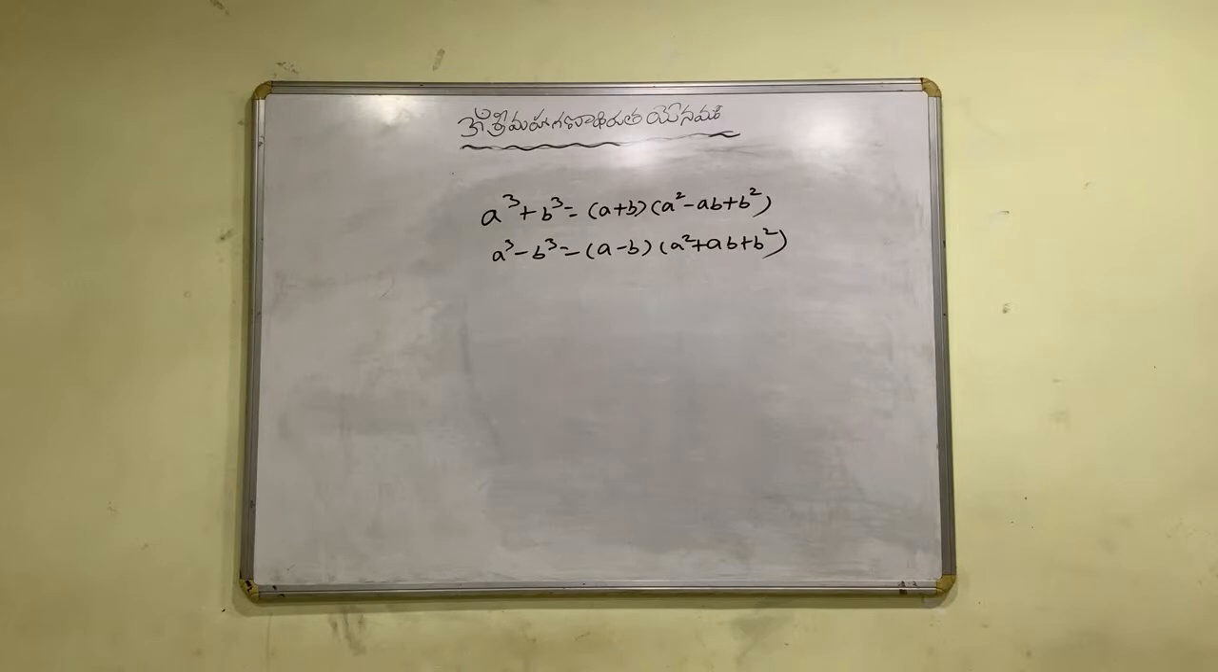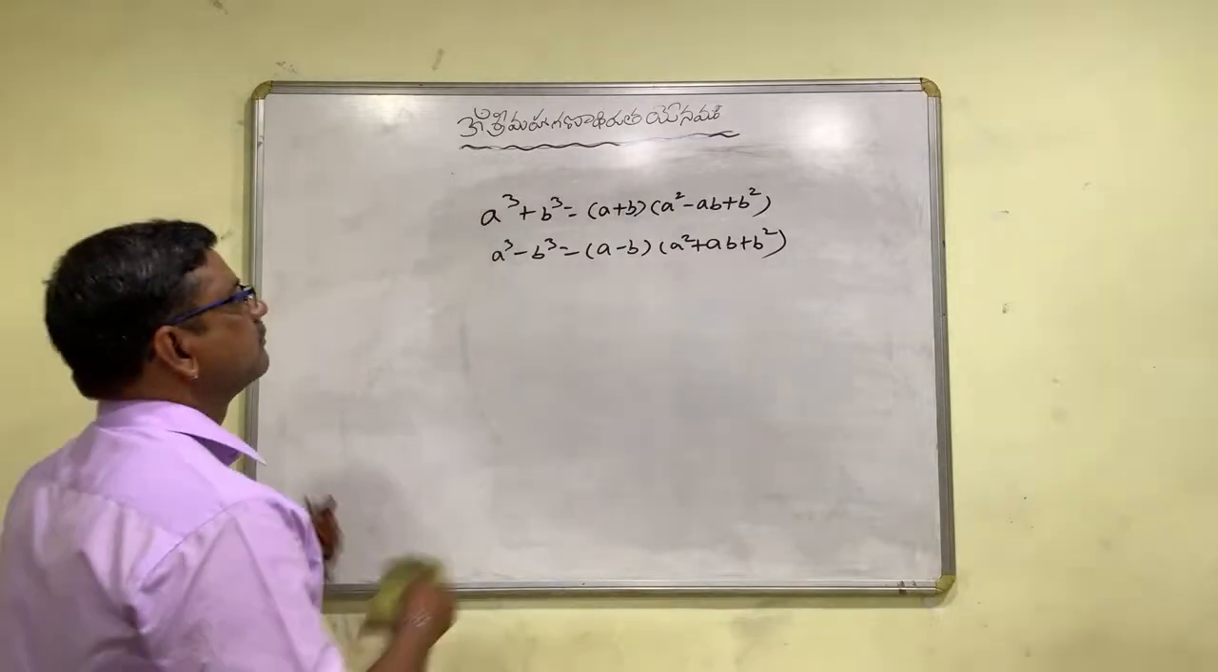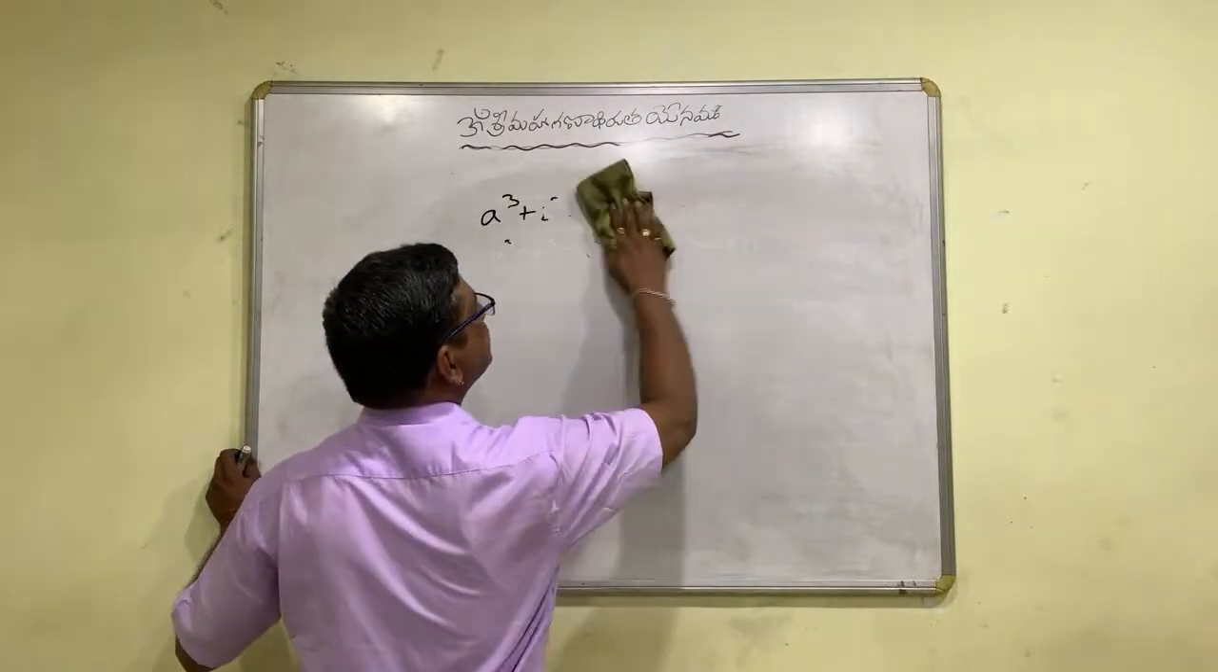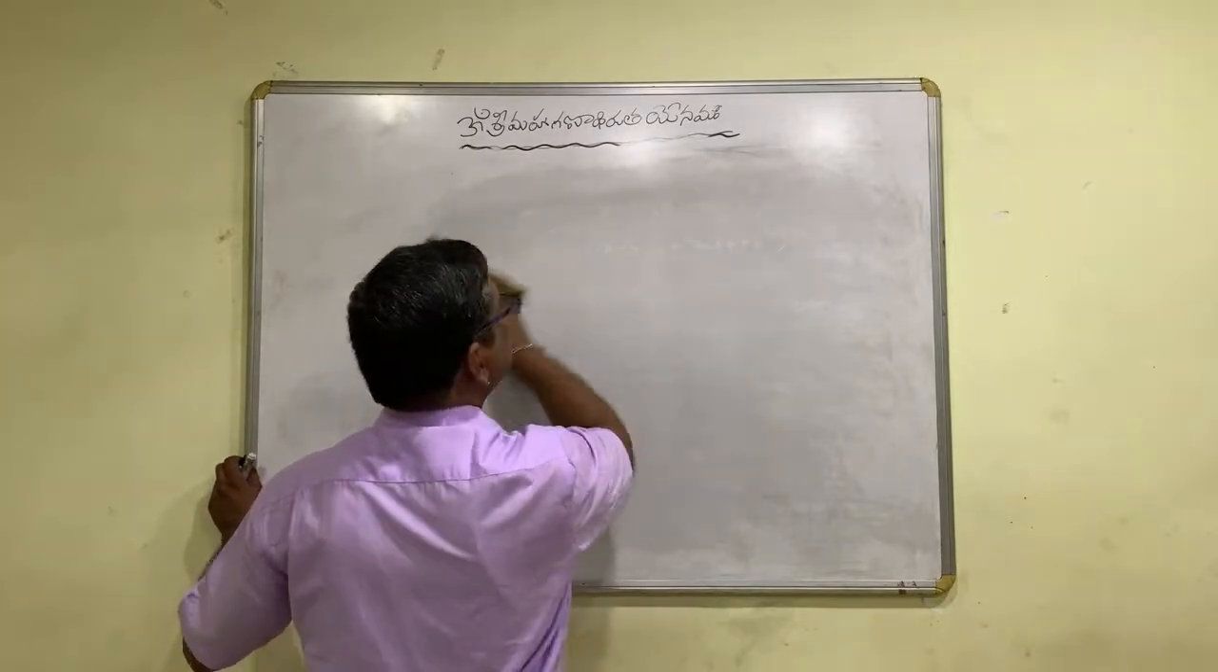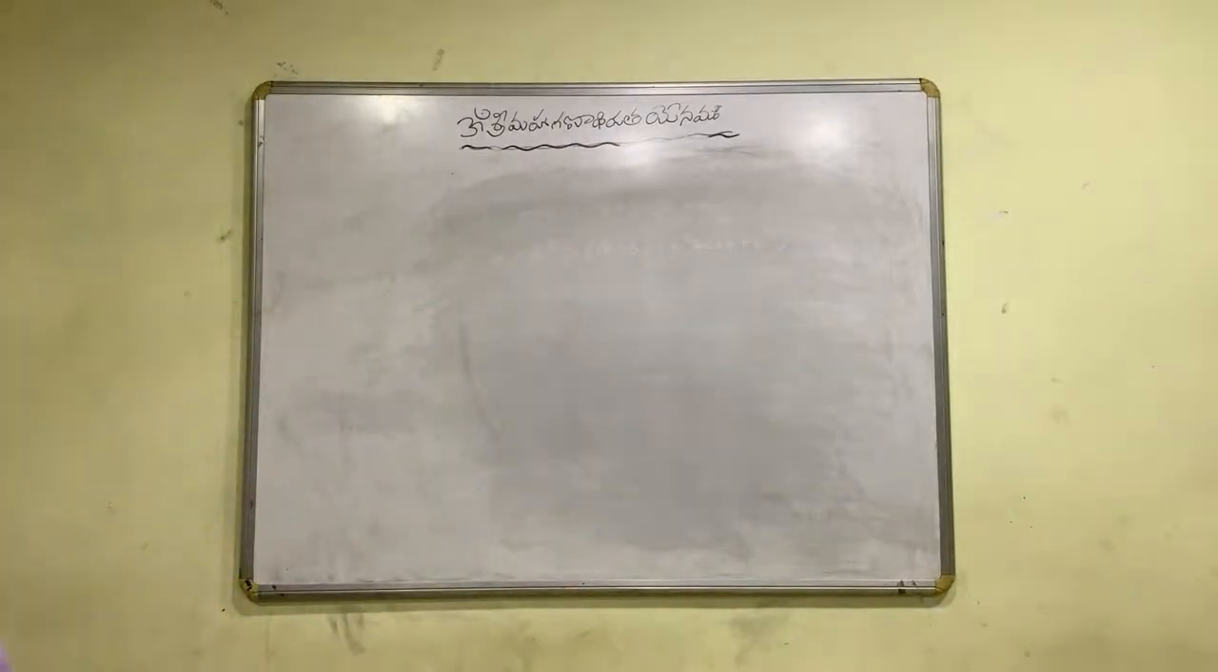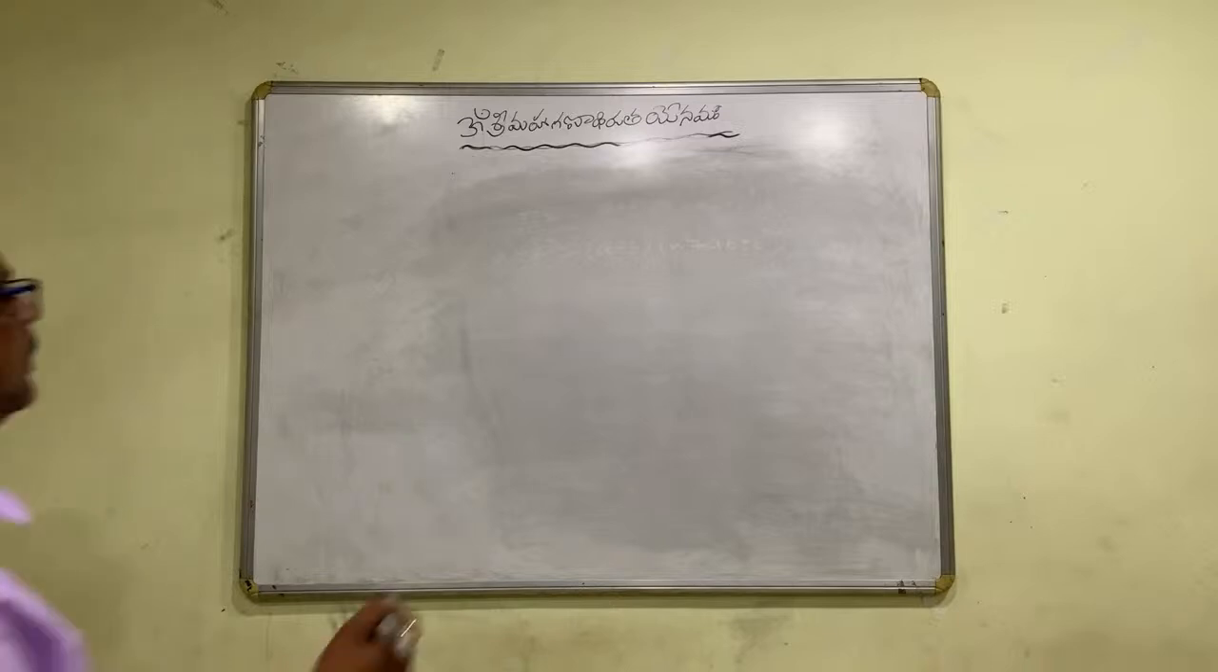Factorization of polynomials, based on these two identities, which are very important. Shall I start? The first problem, I will take a normal one first.